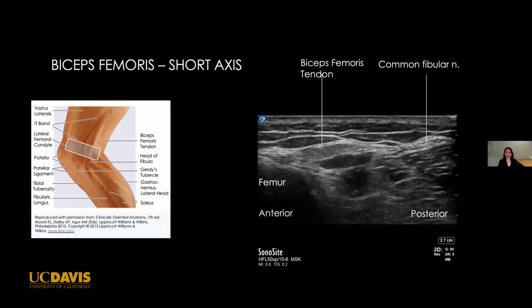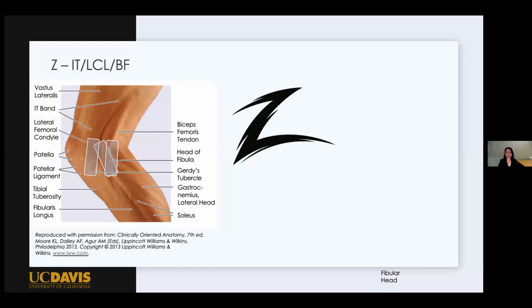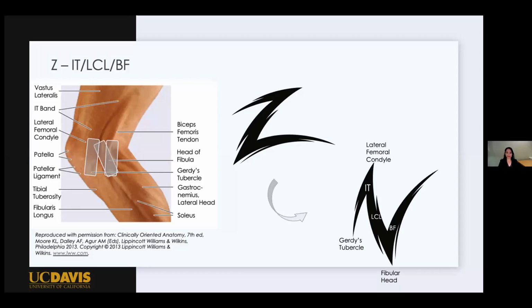So to systematically scan the structures, there is a scanning technique, or a Z technique, which includes how we scan this case, starting with the IT band in long axis, keeping the proximal transducer anchored on the lateral femoral epicondyle, moving the distal aspect of the transducer posteriorly to the fibular head to visualize the LCL, and then anchoring on the fibular head and rotating the proximal transducer long axis to the biceps femoris tendon. This is the Z pattern of the IT band, LCL, and biceps femoris.